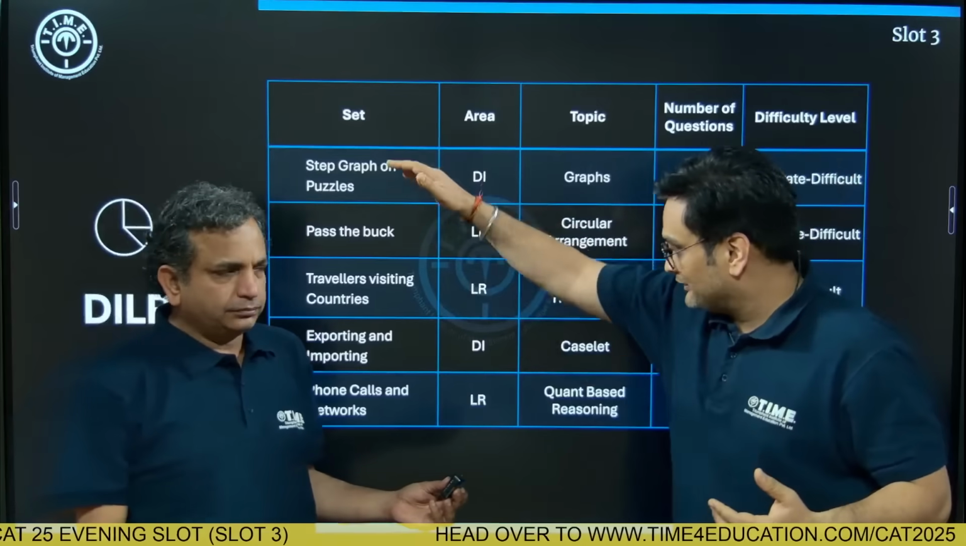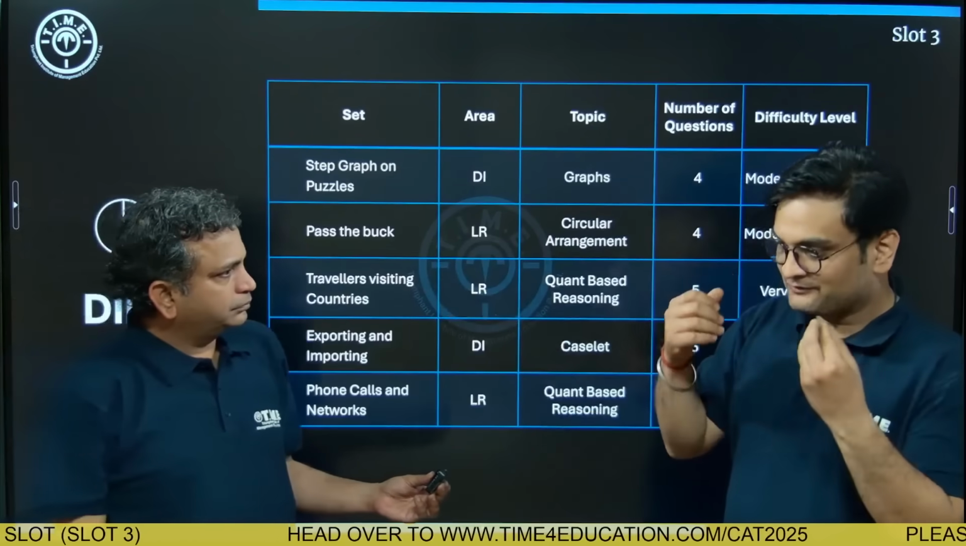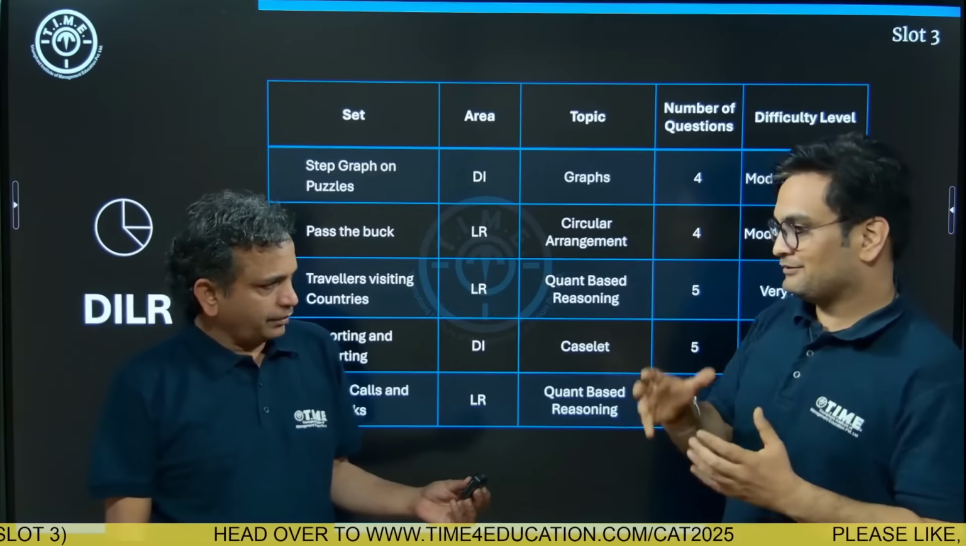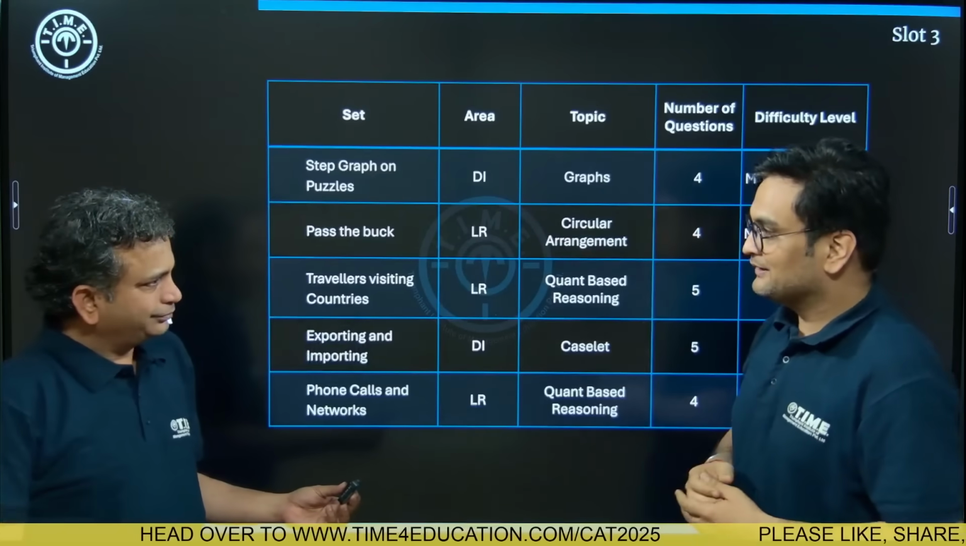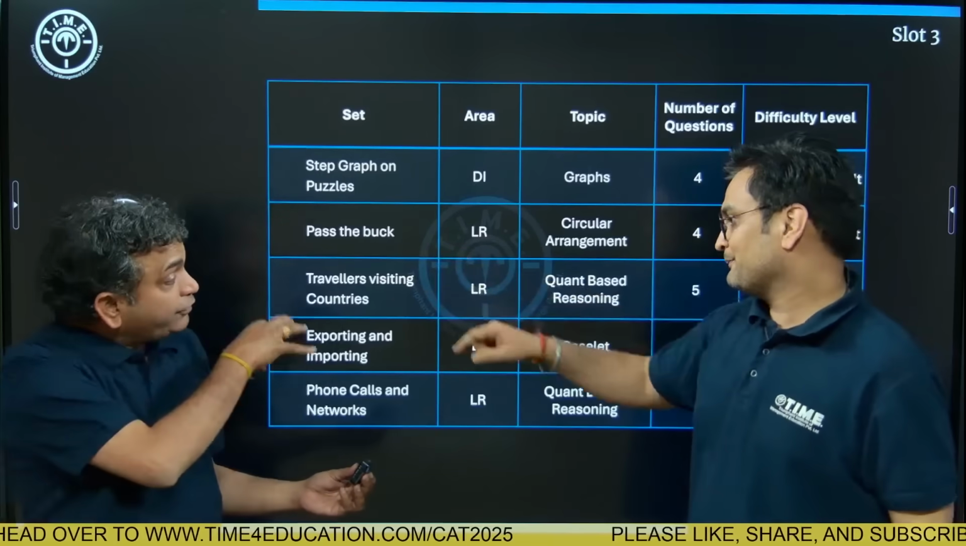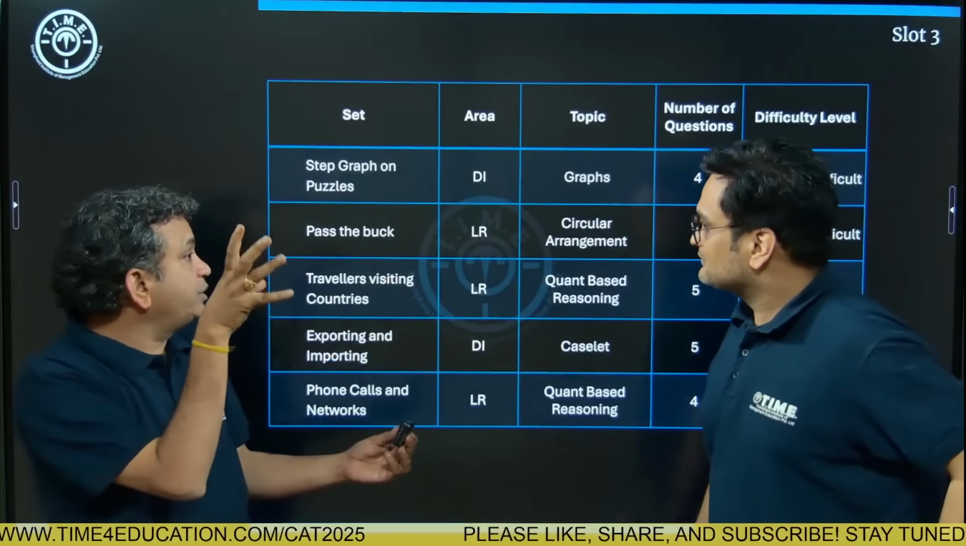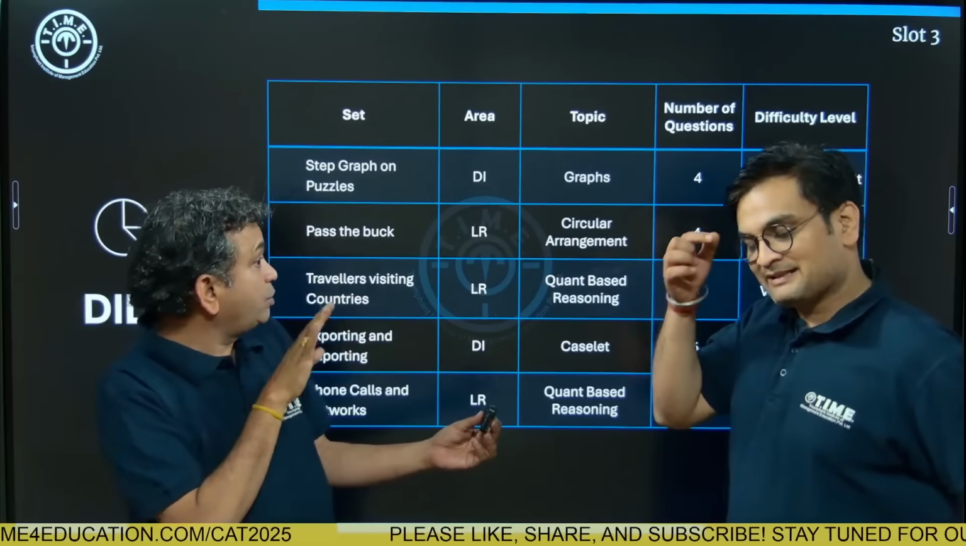For example, when you look at the others, like the third set that we have here, travelers visiting countries, this was outrightly a difficult set. By look also, and when you get into it, the depth of the set, the logic difficulty, everything is there. But thankfully, it is difficult not only to do but also difficult on appearance, so that students could have stayed away from it?